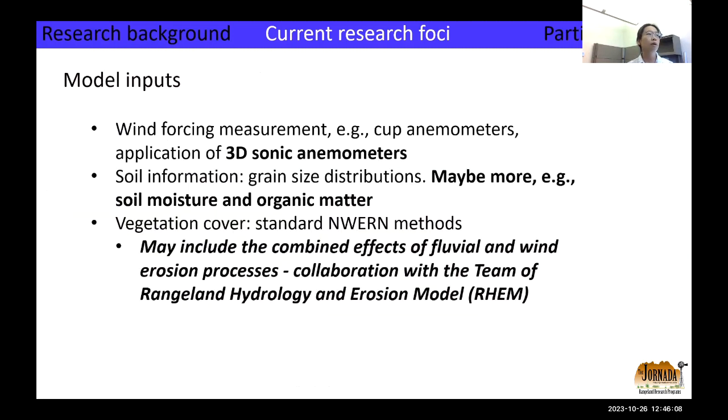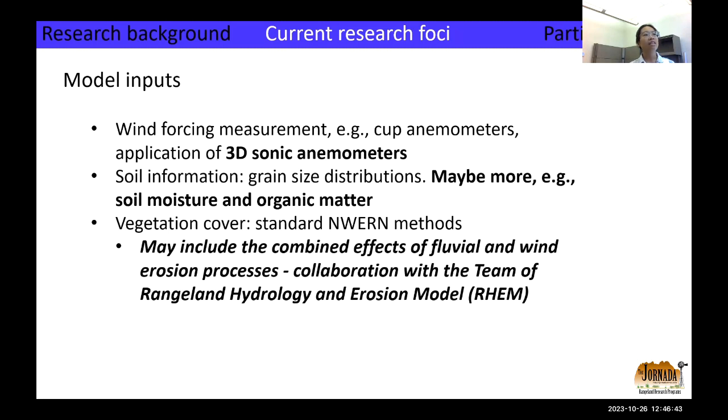So for the model input part, we use micrometeorological data, mainly the wind speed data. The model used cup anemometer data previously, but right now we have more advanced instruments, which are 3D sonic anemometers, which can be better used to quantify the surface shear stress, regardless of the stability of the atmosphere or the estimations on surface roughness length. And the second part of the input information is the soil information.